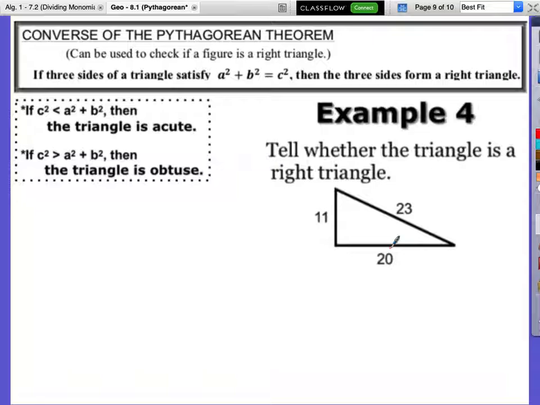So if we were just given these in a list, like 11, 20, and 23, and we weren't given the picture at all, you would know to compare those because 23 is the biggest. So you set up 11 squared plus 20 squared, and you say, is it equal? Is 11 squared plus 20 squared equal to 23 squared?